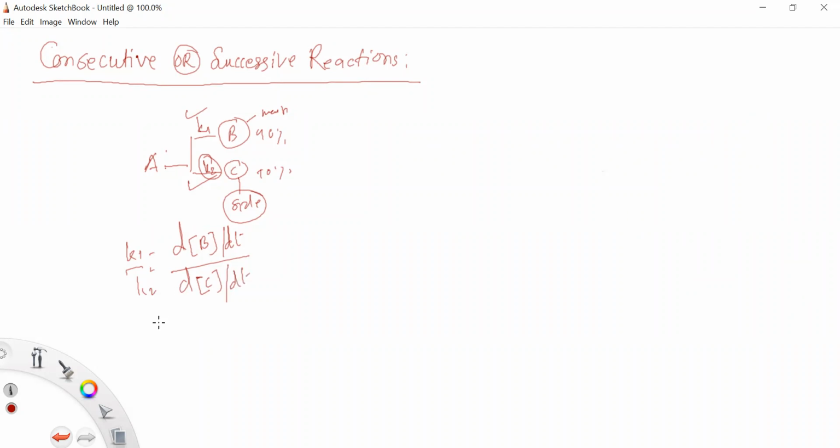This helps us understand the overall rate of reaction from the individual rate constants of the formation of B and formation of C. Once we know the rates for the formation of B and C, we get the overall rate of the reaction, whether consecutive, side, or parallel reactions. And we will see an example of this.